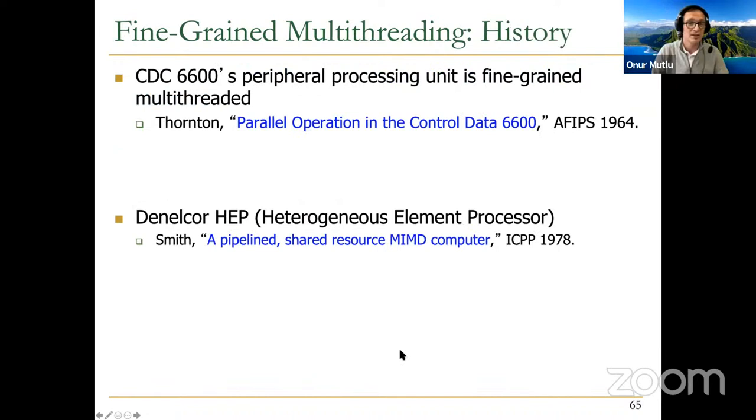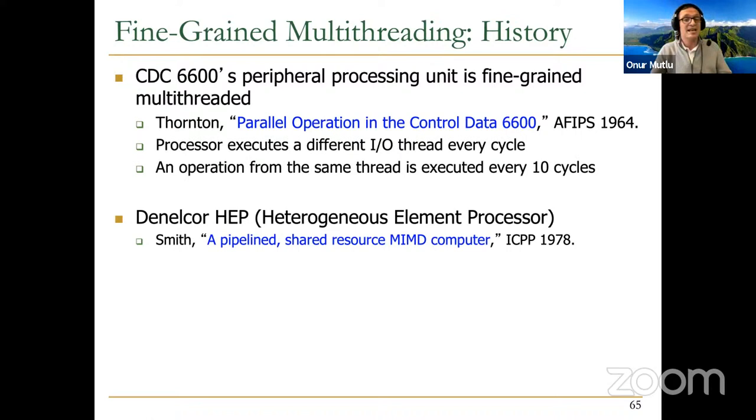But basically, there was a peripheral processing unit that was fine-grained multi-threaded in CDC6600. I'm going to very quickly tell you why they did it. They had essentially a processor. They were able to execute a different I/O thread every cycle. This is essentially a memory access thread. And a memory access took about 10 cycles. So they were able to have a pipeline where they would have 10 threads accessing the memory. And each thread will be sent to the pipeline every cycle.